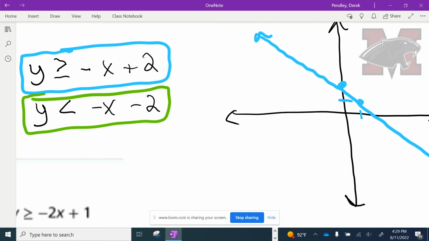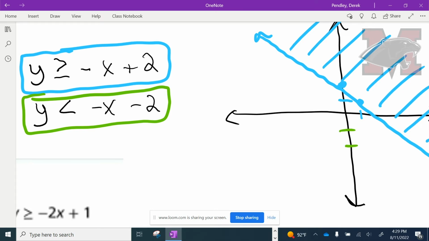I'm going to quickly check the origin. Is 0 greater than or equal to 0 plus 2? That's a false statement. So therefore, the other side must be true. So then I shade the other side of the line. Now let's go to the green one. I'm going to start with -2, and then I'm going to go down 1 over 1. And I need to, oops, it won't let me erase. I have to make a dotted line.